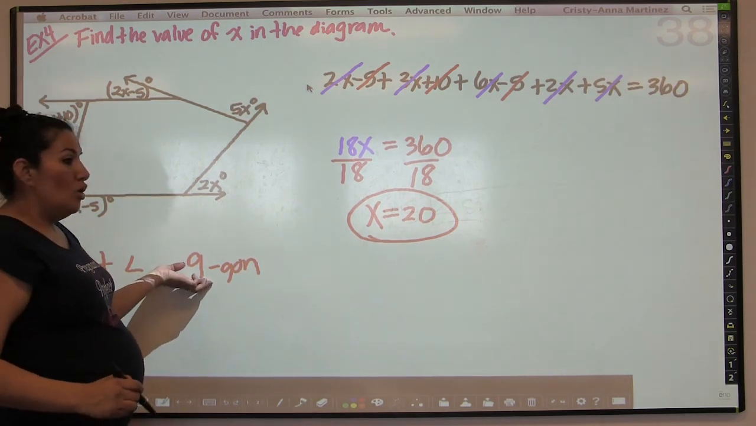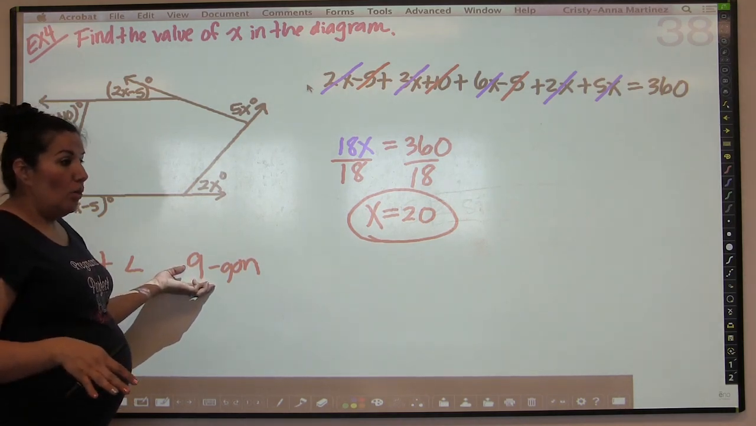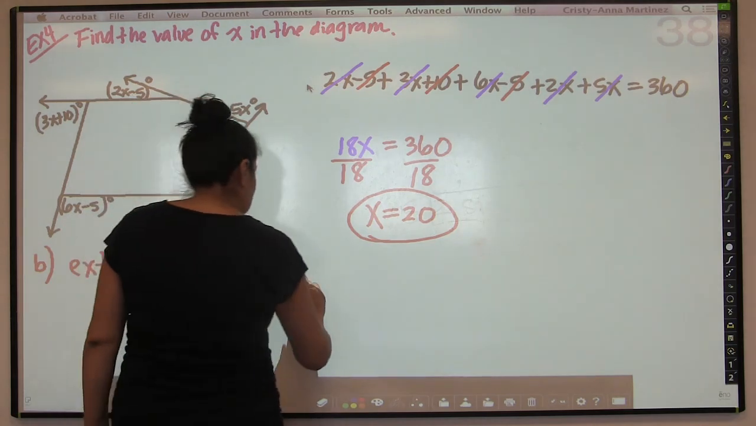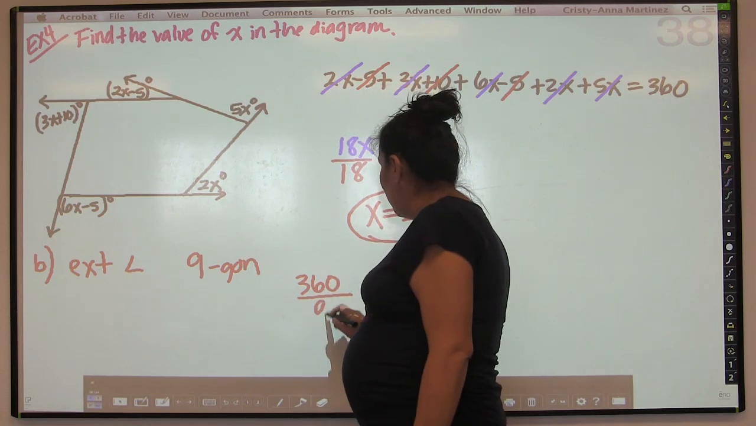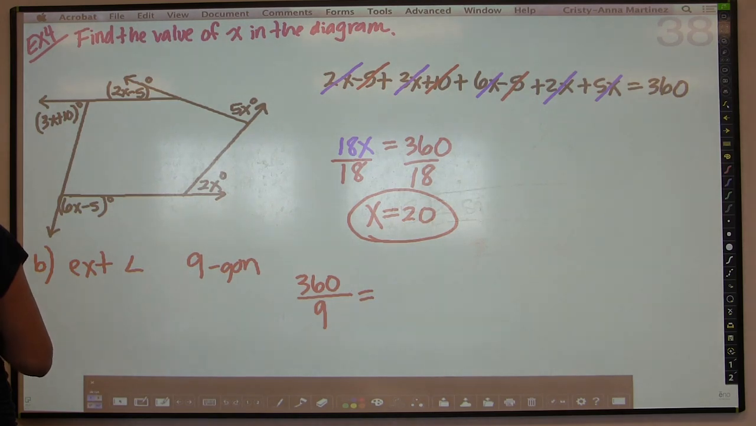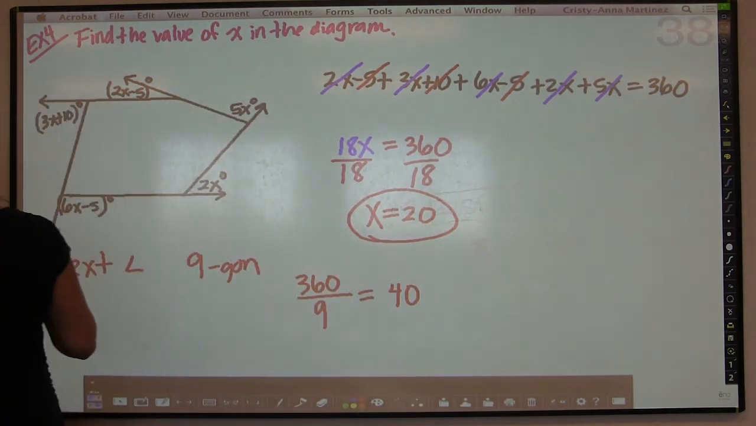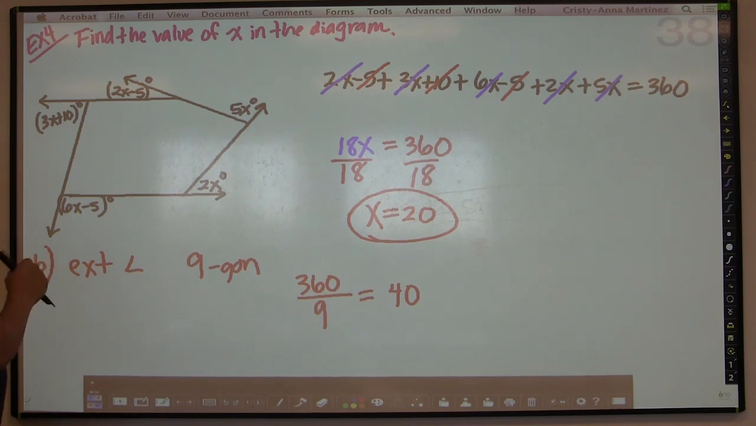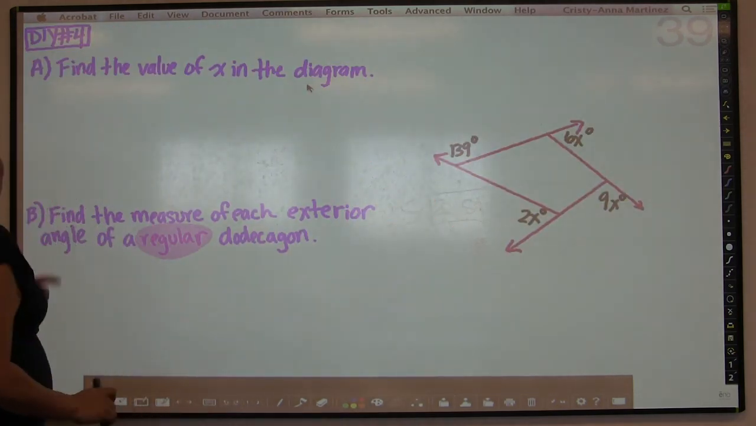So this is a really simple question to do. Because it's a 9-gon, we know that all the exterior angles have to add up to 360. And we know that there are going to be 9 exterior angles. So you just divide 360 by 9, which is going to be 40. So for part B, which I apologize I did not write down, it asked us to find the measure of each exterior angle of a regular nonagon. So that's how you do that. It would be 40.